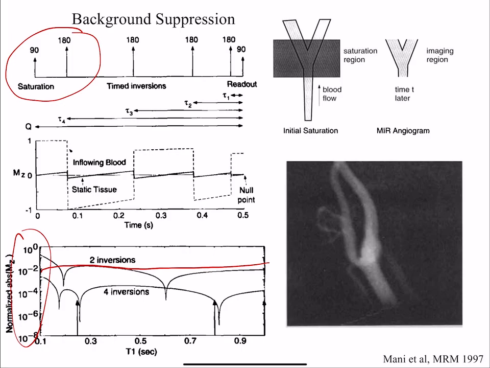Yeah, so that's right. So basically we manipulate the spins that are in the tissue to null them out, and then the blood that's flowing in is not affected. So when we do the imaging, it appears bright. And so this is an example of, I guess that's the carotid artery, using this method.